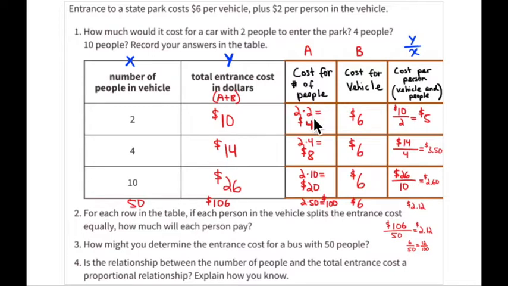But the cost for just the number of people, forget about the cost of the vehicle, the cost for just the number of people is a proportional relationship. So you double the number of people from 2 people to 4 people. The cost for those 2 people is $4. That does double to $8.